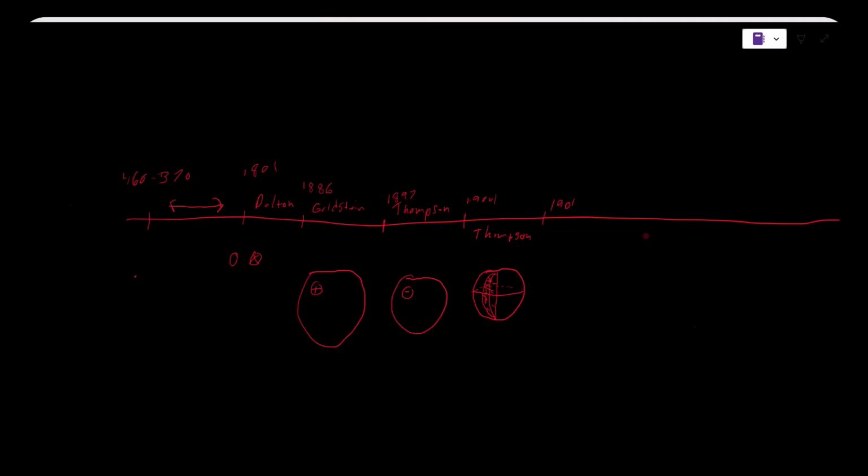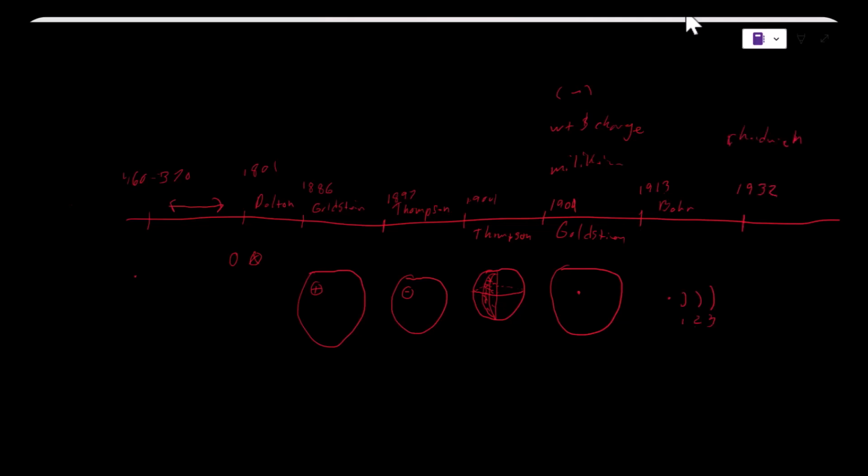In 1909, Goldstein proposed that the atom was made up mostly of empty space, and Millikan defined the atomic weight and charge of the electron. And in 1913, Bohr proposed energy levels of the atom. And in 1932, Chadwick discovered the neutron, which was a subatomic particle.